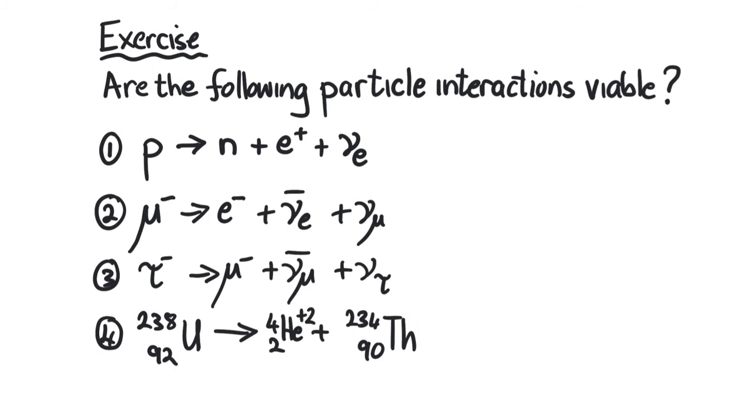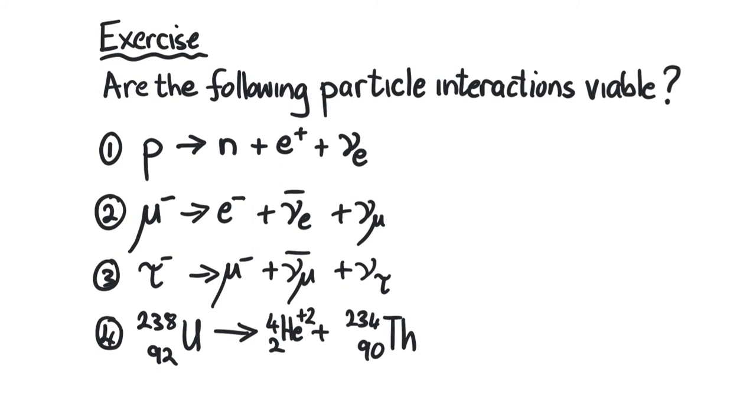So here is an exercise for you to do as homework for the next lesson, and it is as follows. Are the following particle interactions viable? There are 4 particle interactions that are provided, and you need to test that in each case. You need to test whether the charge, baryon number, and lepton number are conserved.